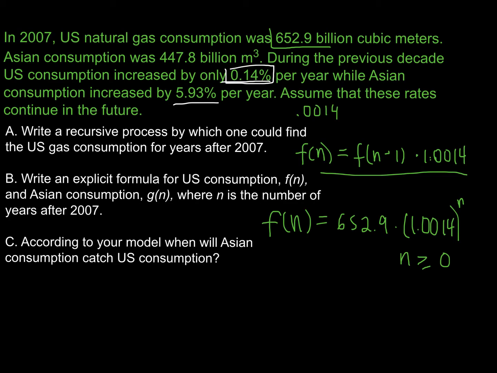So go ahead and use this same idea to create an explicit formula for Asian consumption, and then using whatever method you think is most efficient, try and find when the two will have the same consumption. Okay, so there's a couple of different ways to do it, and I encourage you to come up with the method that makes the most sense to you, and then we can compare various methods on Monday. Once you've done that, go ahead and press play, and we're going to talk about one more example so that we can see what happens when we work with arithmetic sequences.